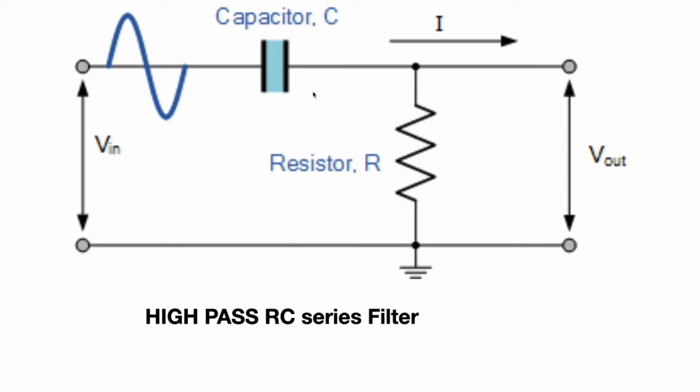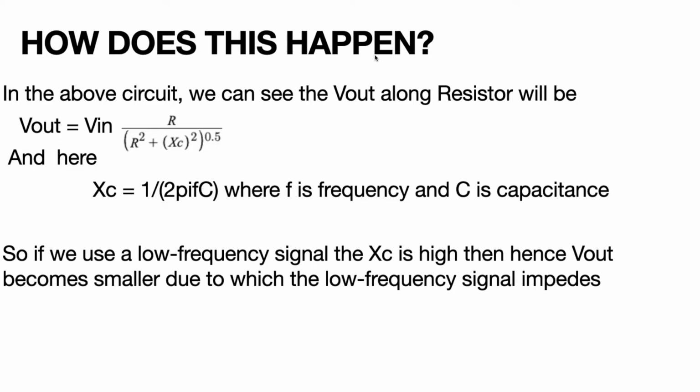This is a circuit showing the high pass RC series with capacitor, resistor and Vout along the resistor. How does this happen? In the above circuit, we see that Vout along the resistor can be Vout equals Vin times R over R square plus Xc square to the power 1 by 2. And here Xc equals 1 by 2 pi fC, where f is frequency and C is capacitance.